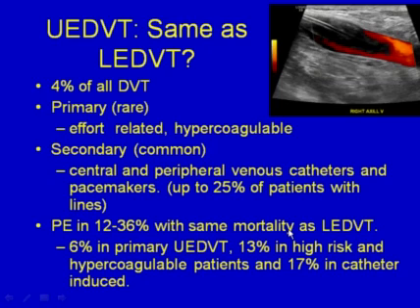And the mortality from this PE is actually the same as in patients with lower extremity DVT as the associated cause for the pulmonary embolism. So in primary upper extremity DVT, there's about a 6% incidence of PE, but again, in these patients with high risk and hypercoagulable factors, the incidence of PE starts climbing to 13%, and in catheter-induced DVTs, the incidence of PE in association is as high as 17%. So you can see that these high-risk and catheter-induced patients certainly do have high risk for PE.